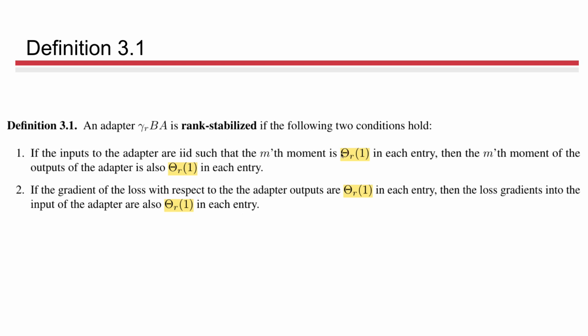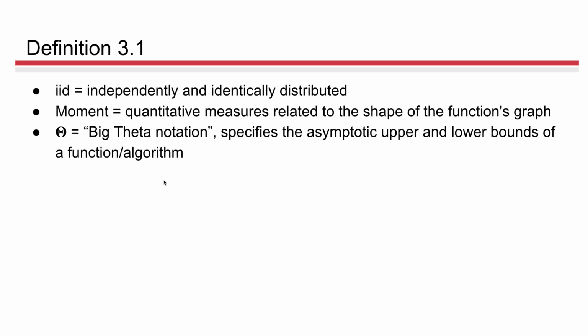So I was not familiar with big Theta notation, and I just want to break down some of the definitions, and we'll look at big Theta notation in a second. So IID means independently and identically distributed. This is something we'll see very commonly as an assumption in statistics. Moments are quantitative measures related to the shape of the function's graph. So the first moment is mean, the second moment is variance, and then so on and so forth. We go to, I think, kurtosis and skew and so on.